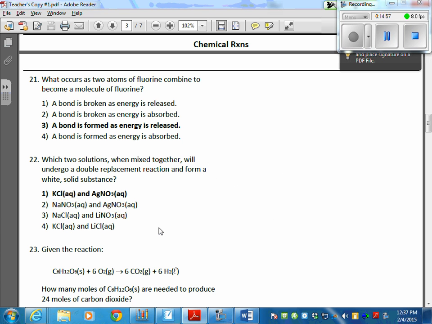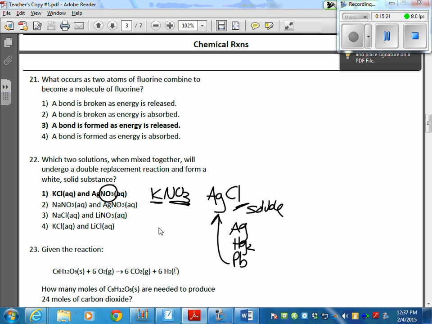However, let's prove it. So I have K that ends up with NO3. Potassium is soluble and nitrate is soluble. And I have Ag that ends up with Cl. Cl is soluble except when it's with silver, mercury, or lead. What are we with here? Silver. So that's your insoluble. That's how you do number 22.